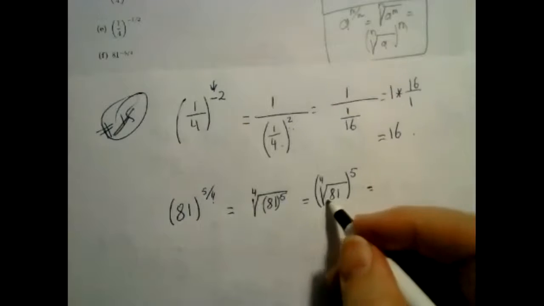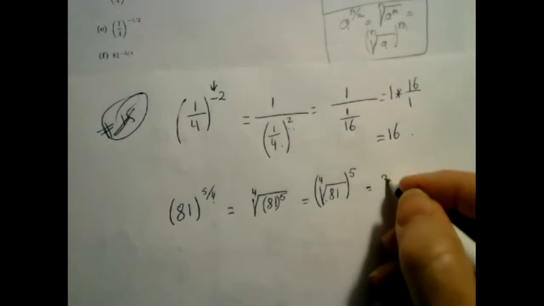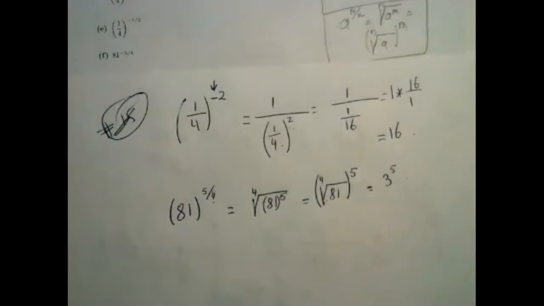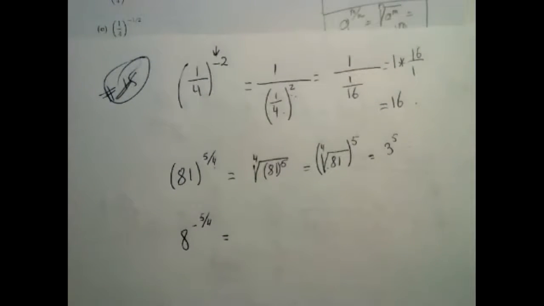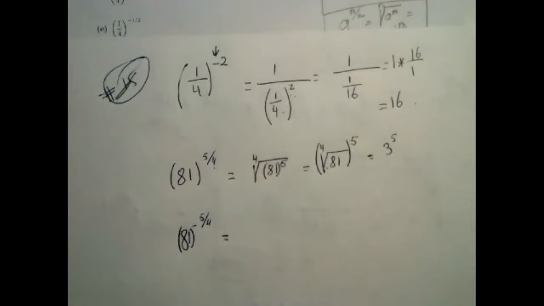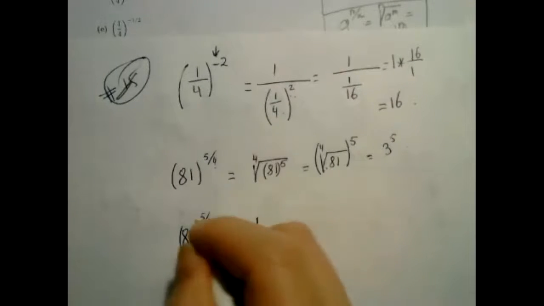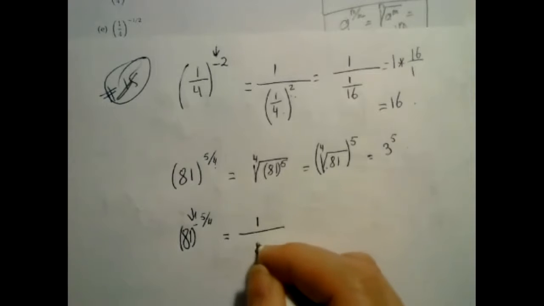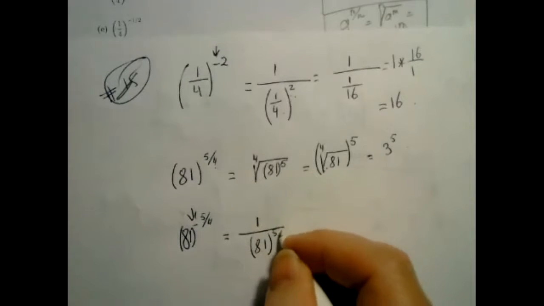Now the rest is not hard. The 4th root of 81, I'm trying to give you easy numbers, is just 3. That's 3 to the power 5. One more, and then I move on to 16 because I know I have a question there. What about 81 to the minus 5/4? What does this mean quickly? It's 1. That's a minus, so it's 1 over the 81 to the 5/4.